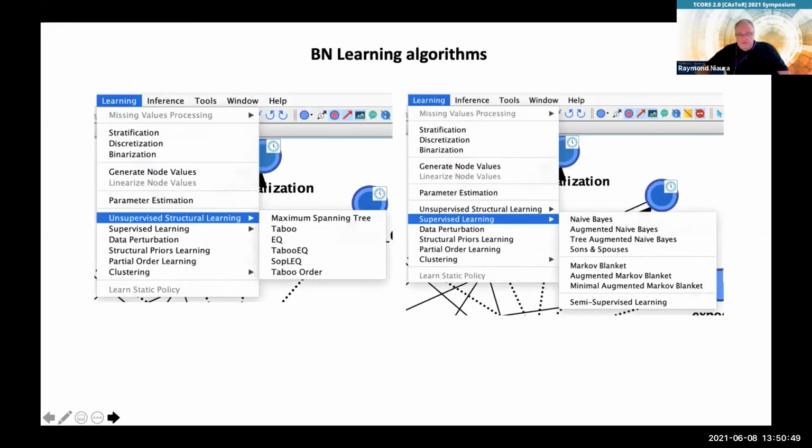This just shows you the menu of options that one has to choose from in terms of both unsupervised structural learning and then supervised learning, just to give you a feel for things that you can do. And you can mix and match these learning algorithms and then you can test the model fit to see if in fact you do better.